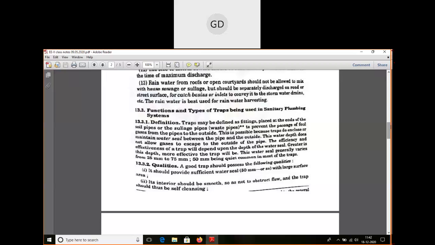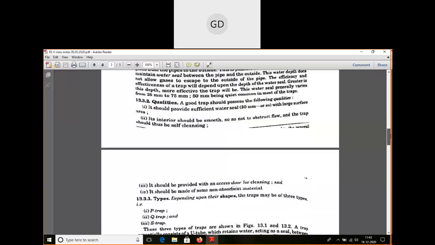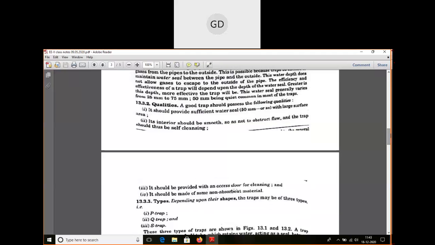So if the water seal is greater in depth, then you can say that the effectiveness of the trap will be more. This water seal generally varies from 25 mm to 75 mm, and 50 mm is the most common in all the traps. Okay, so then, what are the qualities of a good trap?